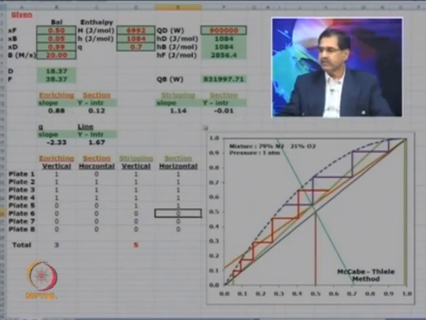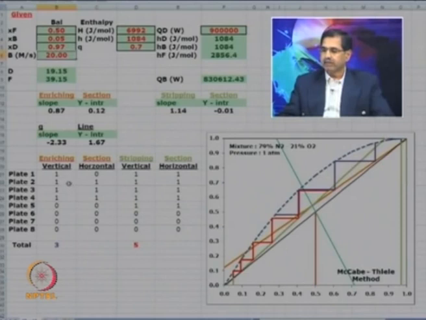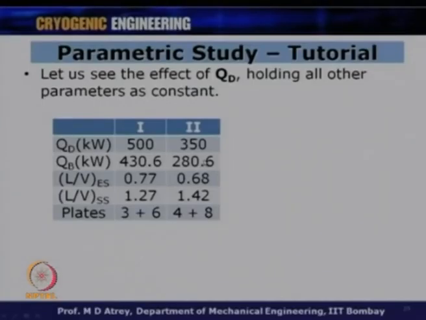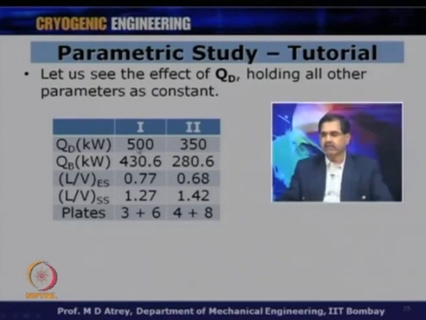What has happened because of which? I have moved towards the diagonal. And therefore, my number of plates have decreased to 5 plus 3 in this case. So, let us see the condition now when I increase my cooling effect from 500 to 900 kilowatt. Okay. So, let us see my Excel worksheet again.